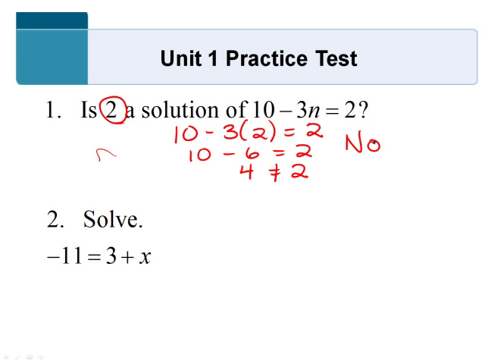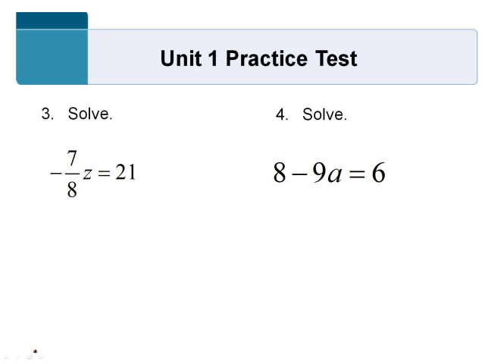Number 2. We have an equation to solve. So if we want to get the x by itself, we need to get rid of the 3. Since it's positive, we're going to subtract 3 from both sides. So negative 11 and negative 3 gives you negative 14. The equal sign comes down, the 3's cancel, and your x comes down. So you're done.